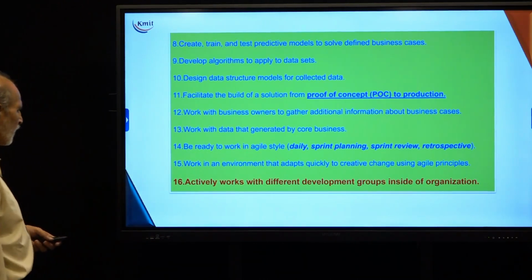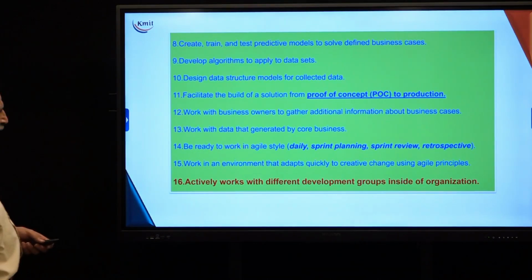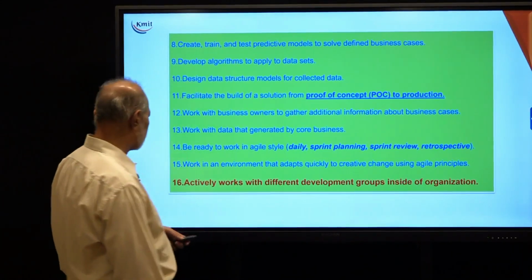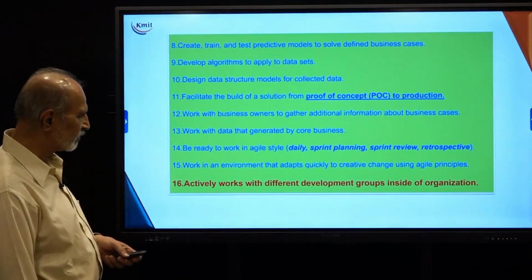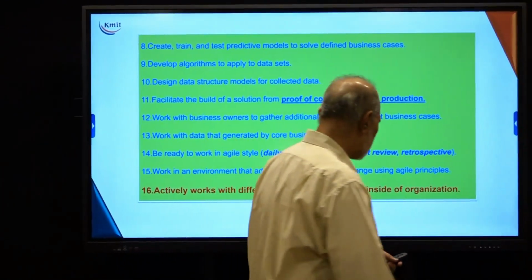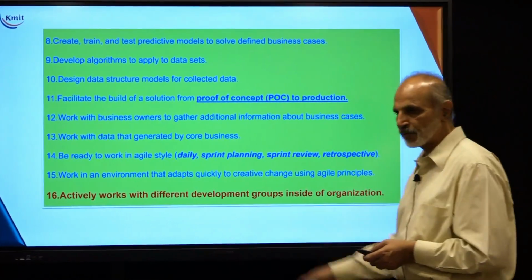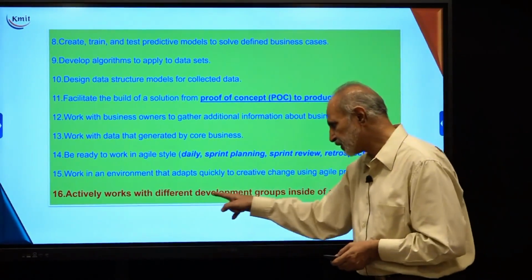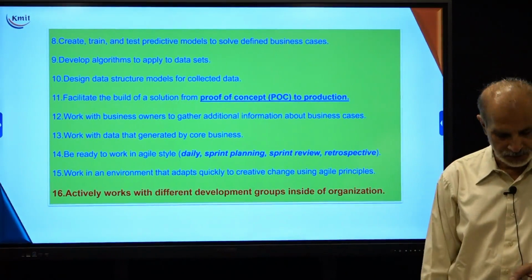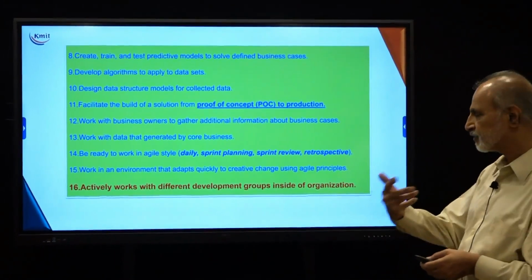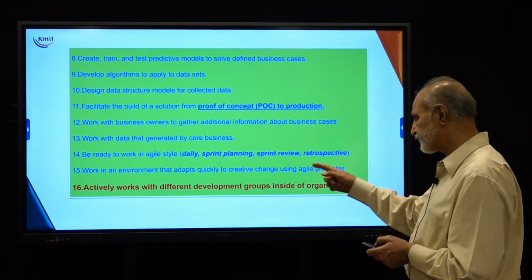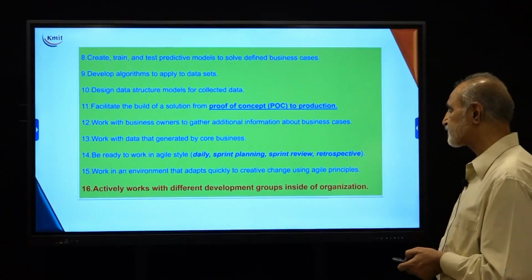15, work in an environment that adapts quickly to creative change and using agile principle. And 16, actively work with different development group inside the organization. So, point number 16 is very important in order to understand working with a different development group. So, you have to have a good conducive behavior, you have to have a very good inter-organizational personal skill. So, this is the requirement from point number 16.